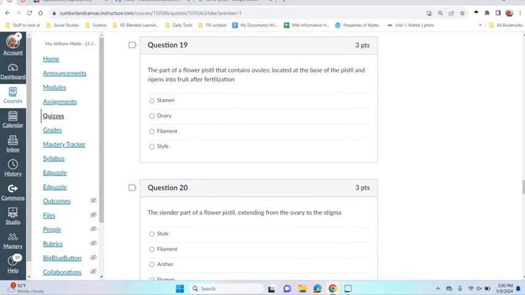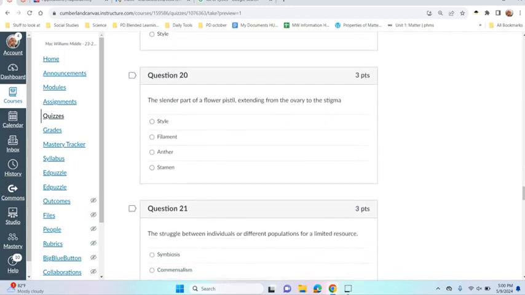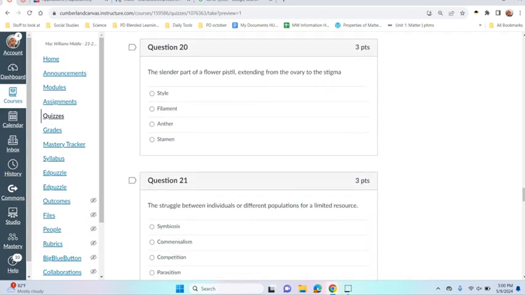Number 19. The part of a flower pistil that contains ovules located at the base of the pistil and ripens into fruit after fertilization. Is that the stamen, the ovary, the filament, or the style? Number 20. The slender part of a flower pistil extending from the ovary to the stigma. Is that the style, the filament, anther, or stamen?